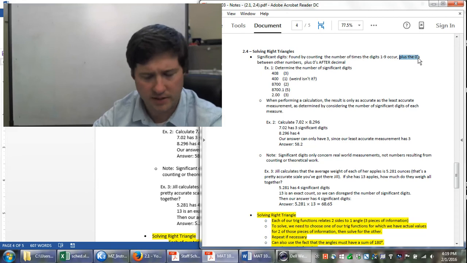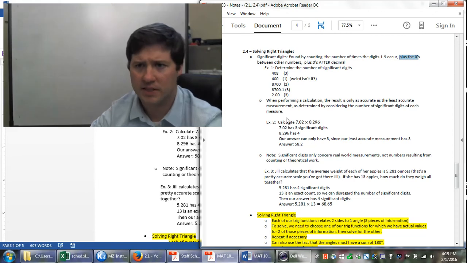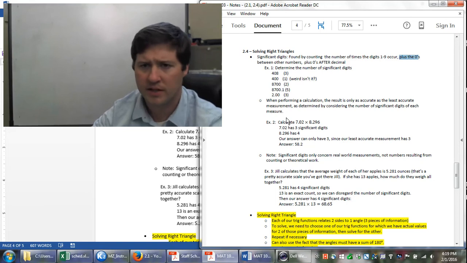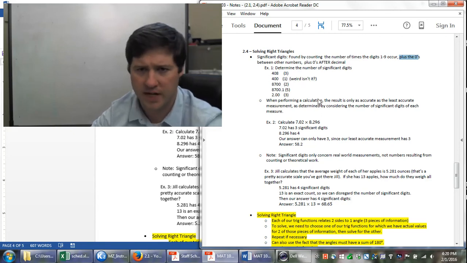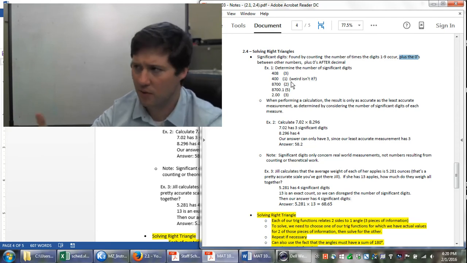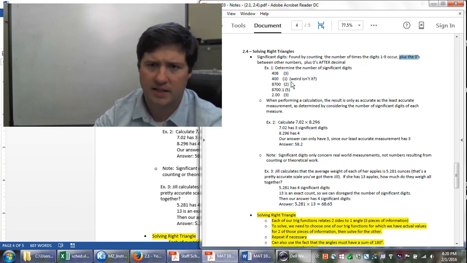But first, the basics. The easy way to do this is to count. If you're given a number and asked to find the number of significant digits, we count any digit between 1 and 9. Where the trick comes in is the zeros, because you only count certain zeros. You count zeros that occur between other digits, and you count zeros that occur to the right of the decimal place. So let's look at these examples.